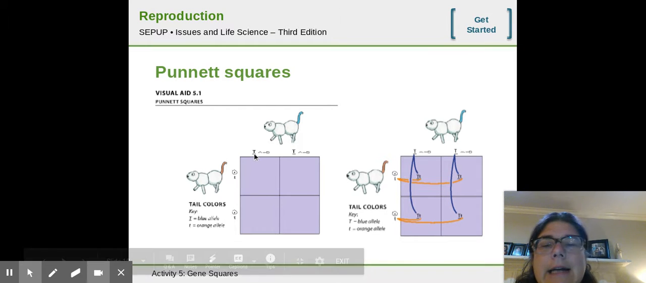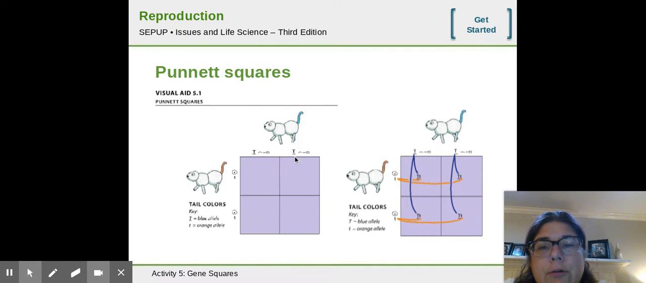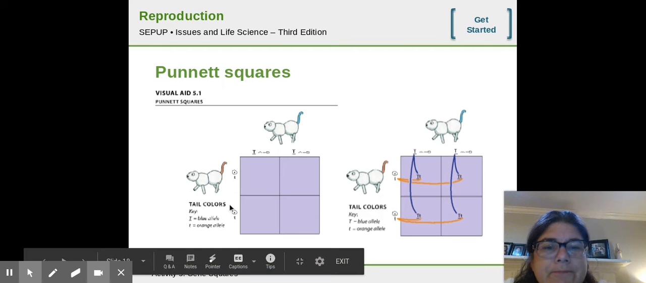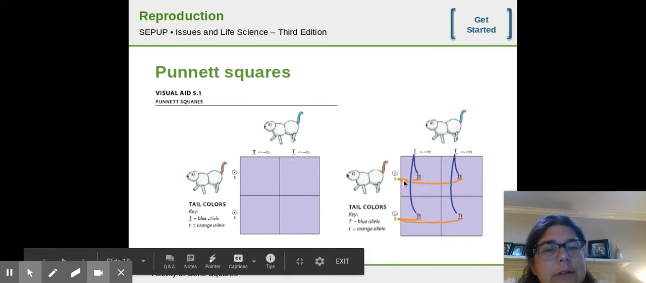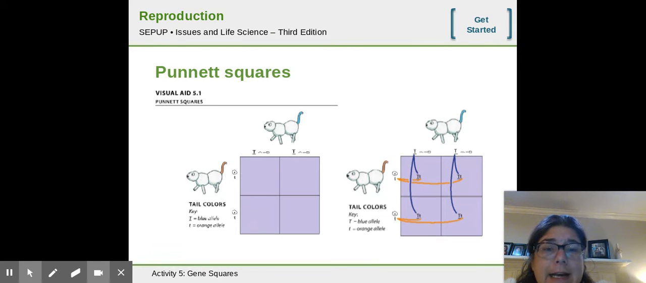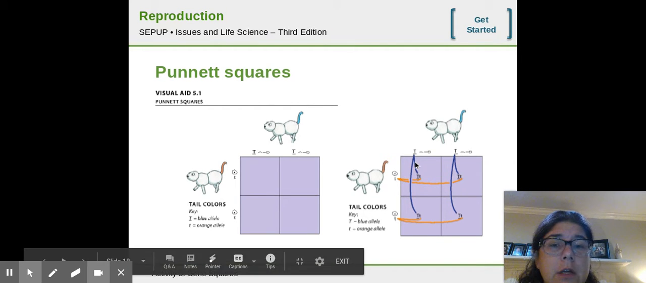Notice that Sky was blue. He only has blue, so each allele is a capital T. And for Poppy, it's lowercase t. Then to fill this out, all you do is drag the letters into each box going down and each box going across. We're going to see more of that, and I will go through that more with you.